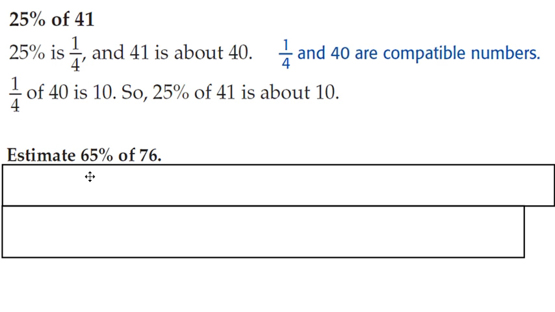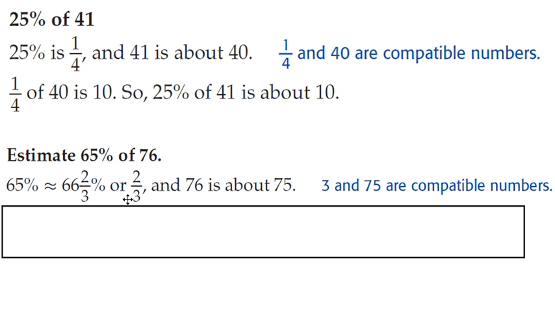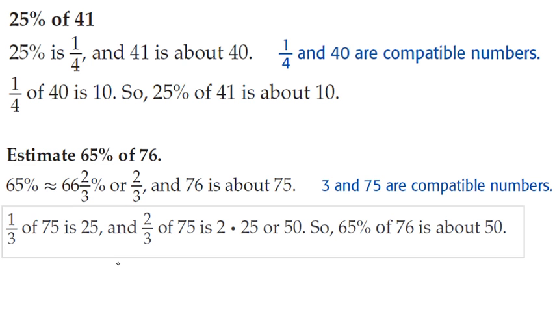Here's another example, 65% of 76. 65% as a fraction is about 66 2/3, which is 2/3 as a fraction. And 76 is about 75, and 3 and 75 are compatible numbers. 3 goes into 75 25 times. So if we take 75 and divide it by the 3, we would get our 25. Then we have to multiply it by the 2 in the numerator to get about 50. So 65% of 76 is about 50.